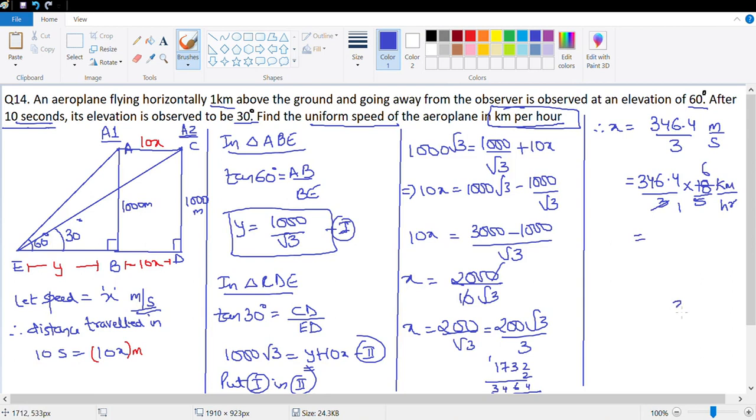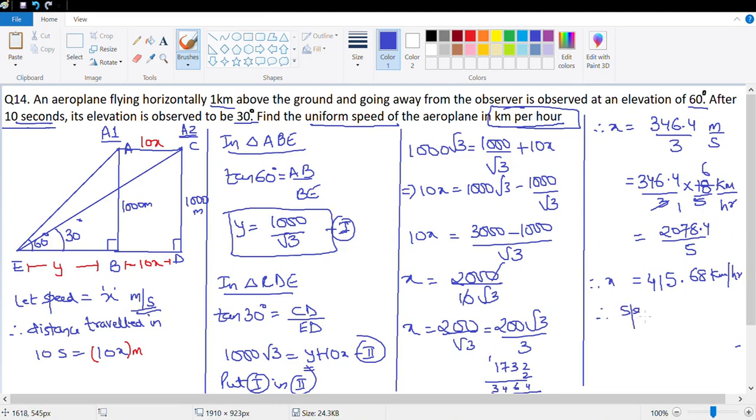So this is 346.4 into 6, so 2078.4. So 2078.4 upon 5. Now let me divide. But this one shouldn't be too difficult. That's 415.68 kilometer per hour.